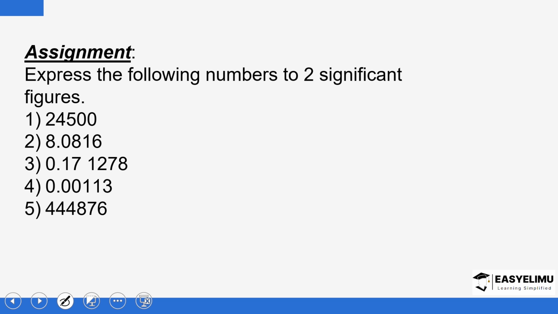Again, this approximately will be 156,000. It will remain to 3 significant figures. 1, 2, 3. So the last 3 zeros are not significant.